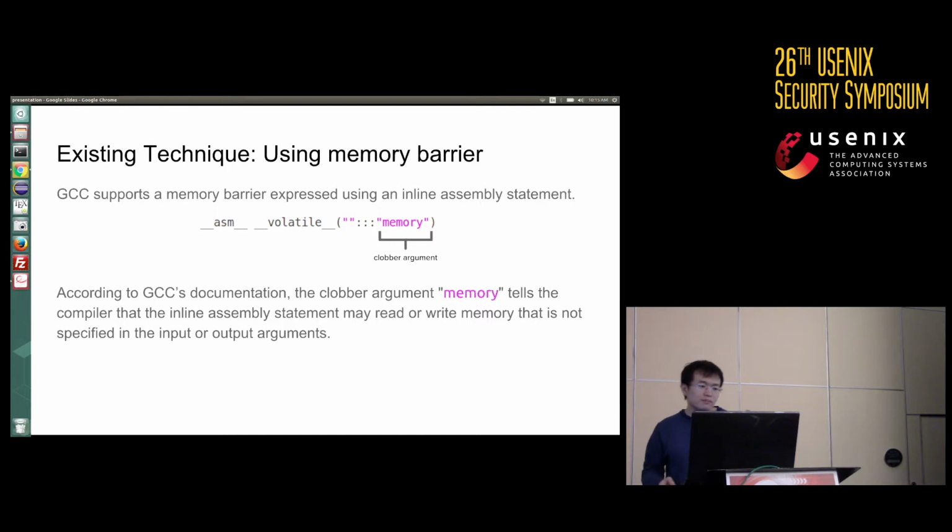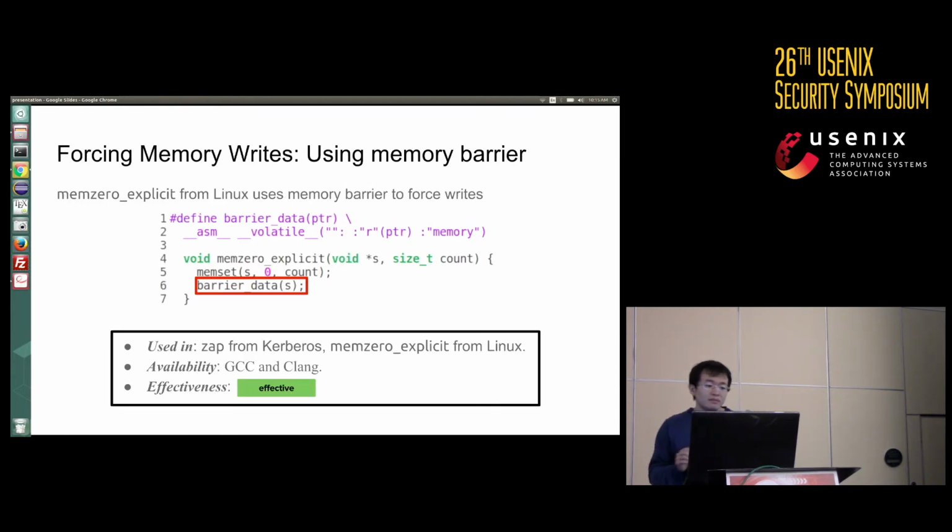Another way to force memory writes is to use a memory barrier. GCC supports a memory barrier expressed using an inline assembly statement. So here's an example. The clobber argument "memory" indicates to the compiler that the inline assembly statement may read or write memory that is not specified in the input or output arguments. And memzero_explicit from Linux is based on this technique.